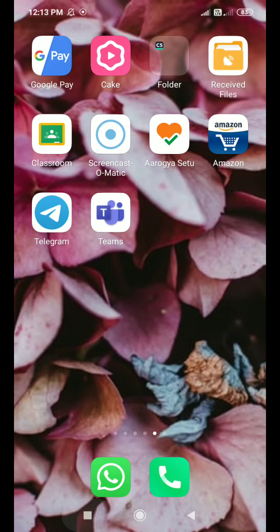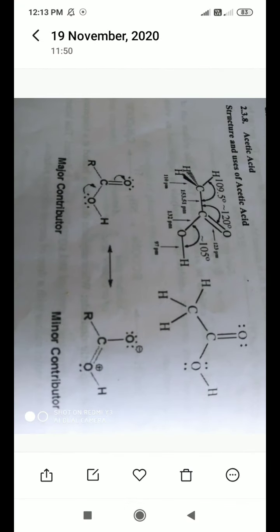Good afternoon, students. Today we will discuss some aromatic acids. Under different acids, what is the structure, what are the functions, and applications in our pharma as well as in the food industry. These things we will discuss in today's lecture.